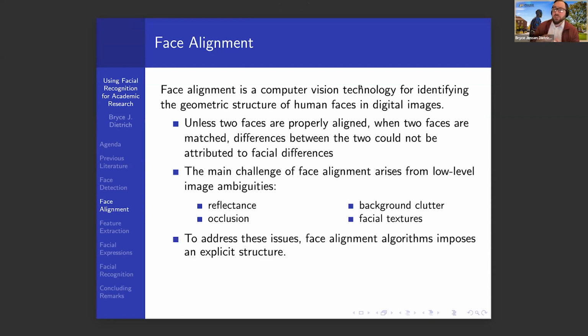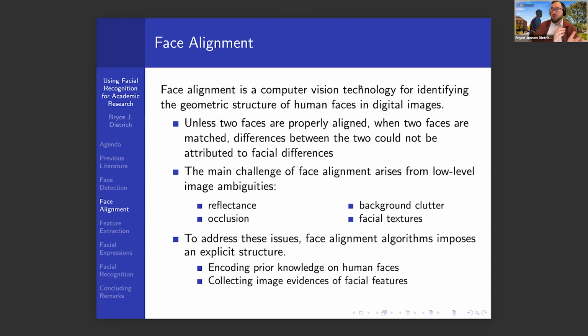So in order to address these issues, face alignment algorithms impose very explicit structure onto the human face. These face models use prior knowledge about the human face and then collect image evidence of facial features that match that prior knowledge, and then fuse those priors with those observations in order to properly align the face in the image.